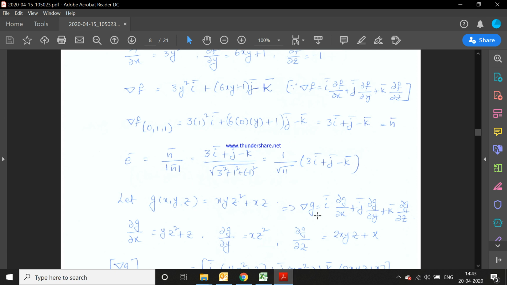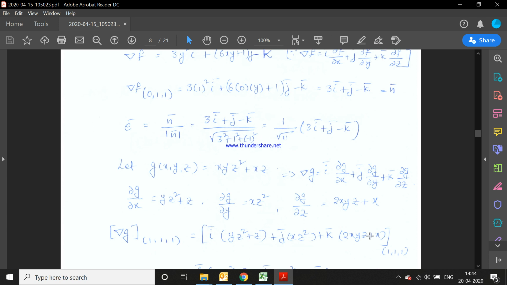Del g: again you have to find the gradient of g. Del g equals i bar dou g by dou x plus j bar dou g by dou y plus k bar dou g by dou z. So dou g by dou x: with respect to x, the x derivative is 1, y z square is constant, so y z square plus, x derivative 1 into z. Dou g by dou y: here x z square is constant, the y derivative is 1, so x z square. Dou g by dou z: here x y is constant, the z square derivative is 2z, that is 2xyz, plus the z derivative is 1, so 1 into x, plus x.